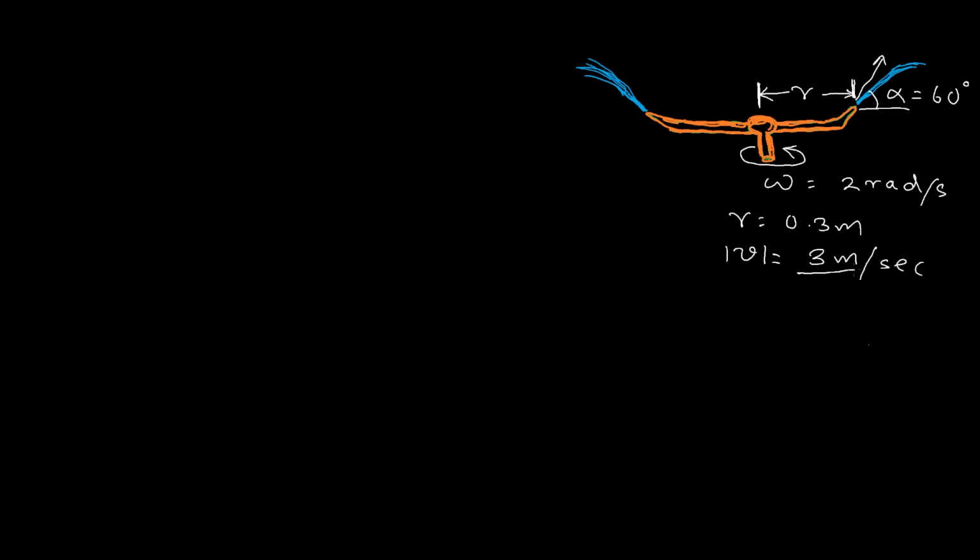So the speed of water is 3 meters per second at which it is coming out, and the radius of the tip of the nozzle from the center of rotation is r, which is 0.3 meters. It's rotating at a constant angular velocity, so omega is constant, which is 2 radians per second. In this condition, we are supposed to find the velocity and acceleration vector of the water particle that is coming out of this nozzle.